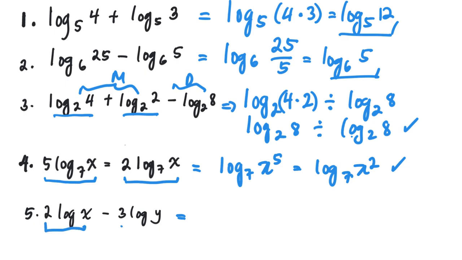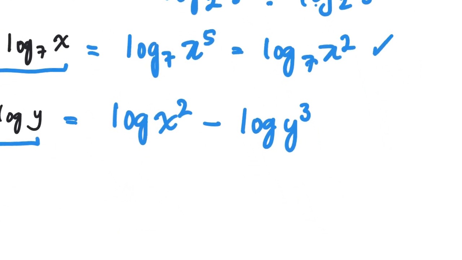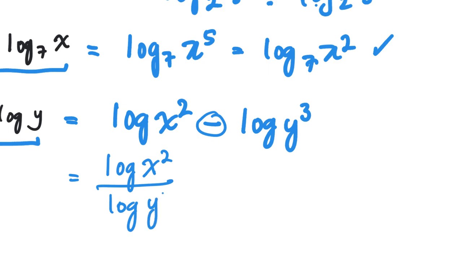Finally, number 5, we have the same again. This is going to be a power to a power property. So we're going to simplify that as the logarithm of x squared minus the logarithm of y cubed. But our answer is not yet finally simplified because it is a subtraction operation. It means we're going to put it as a single term as division. So that's going to give you a final answer of the logarithm of x squared over the logarithm of y cubed. So this is your final answer.